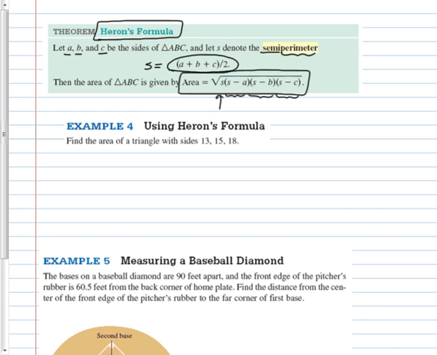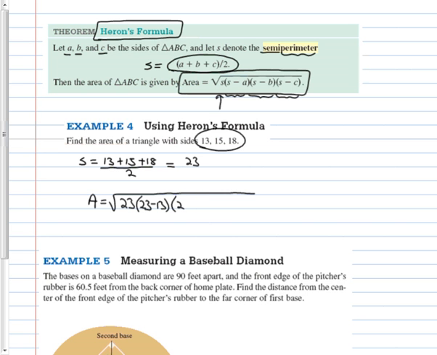Find the area of a triangle with sides of 13, 15, and 18. Well, the first thing I need to do is figure out the semi-perimeter so I can use that in my formula. 23. So now I can get the area of my triangle, the square root of 23, the semi-perimeter, times 23 minus 13. Times 23 minus 15, and if you wanted to do that subtraction in your head, it would shorten it down, times 23 minus 18. What's the area of that triangle?